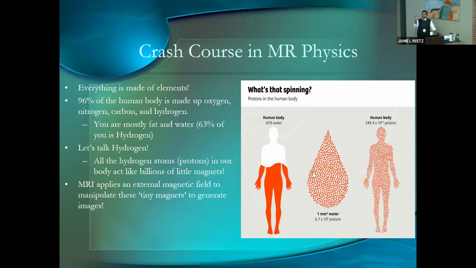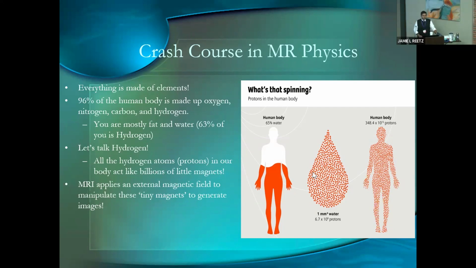And this hydrogen, if you think about it from chemistry class, is really a proton. It's got a plus or minus charge. So you have these quintillion little magnets floating around in your body. The basic idea of MRI is let's take an external magnetic field, manipulate those hydrogen atoms, those billions of little magnets in the body, and use the signals those generate to create an image.